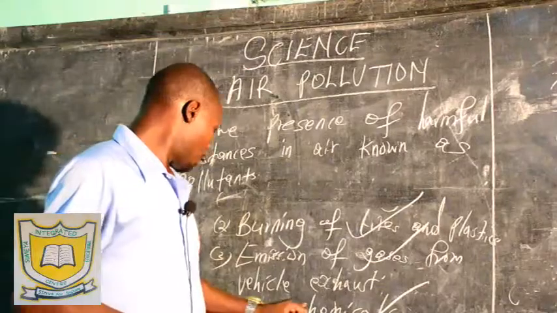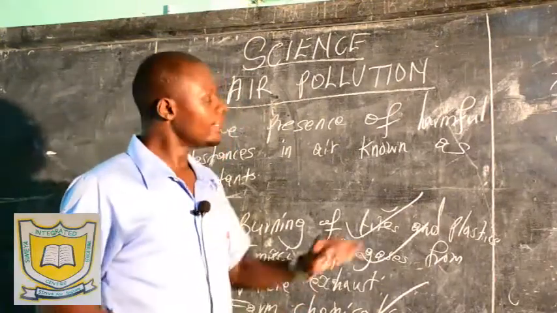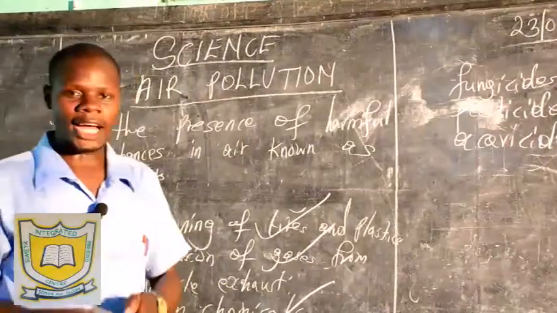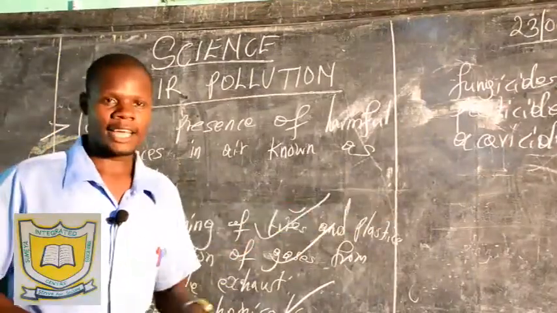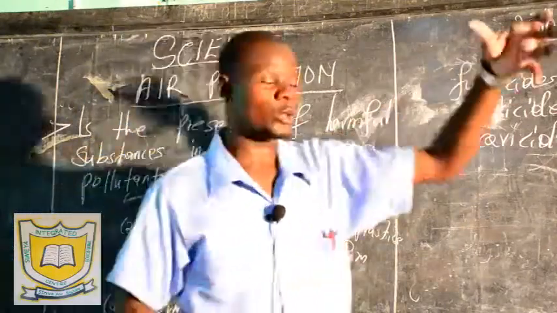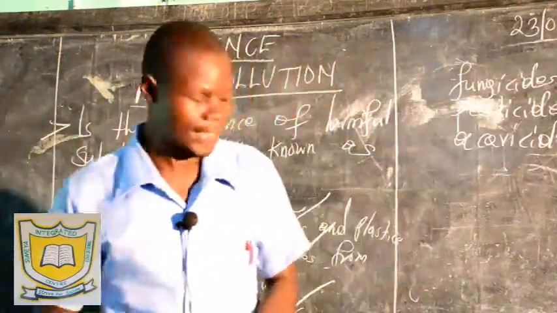Now, you find that when farm chemicals are mixed with water and sprayed by a sprayer, it is blown off by wind and it goes to the air and pollutes it.